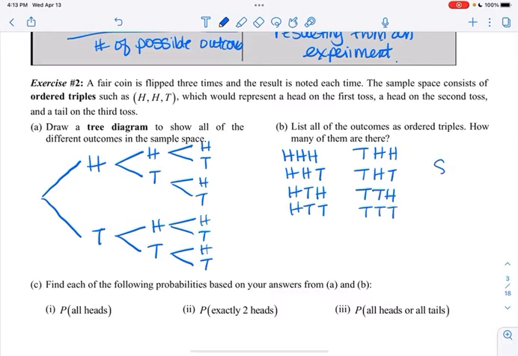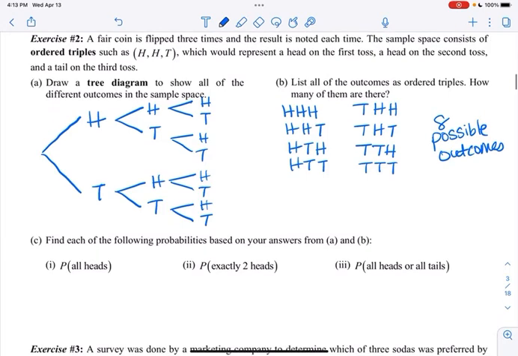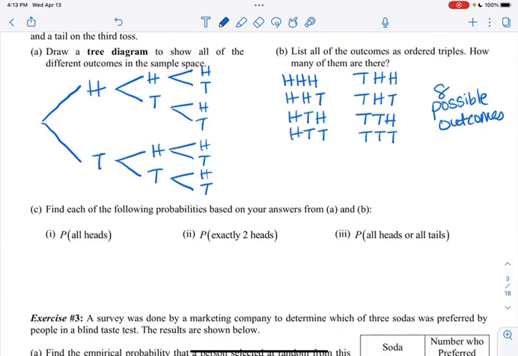So basically, there's 8 possible outcomes. If you just count the last branches at the end, that will also tell you your possible outcomes. So sometimes they ask us to draw a tree diagram. Sometimes they ask us to list all the possible outcomes. What's the probability that I get all heads? There's only one time there's all heads, and there's 8 total outcomes. So the probability is 1 out of 8.